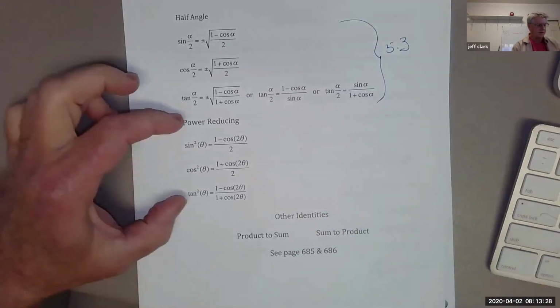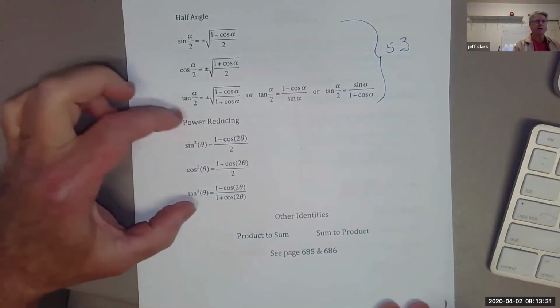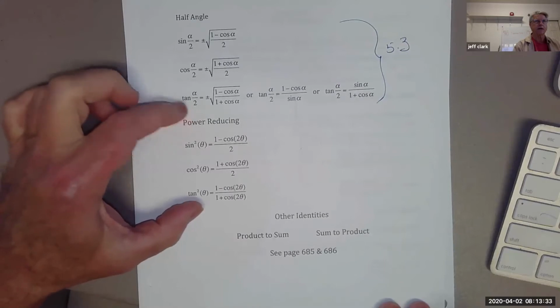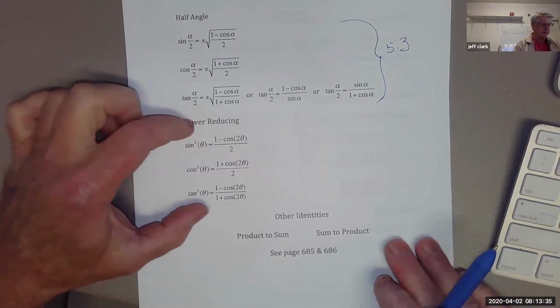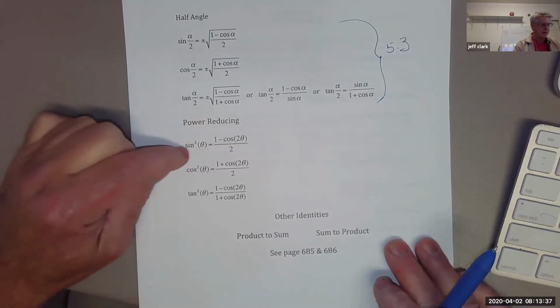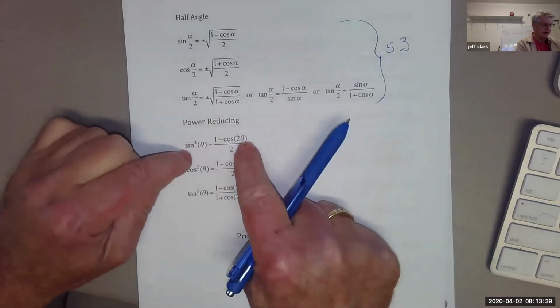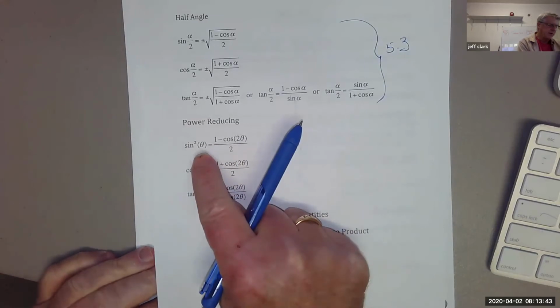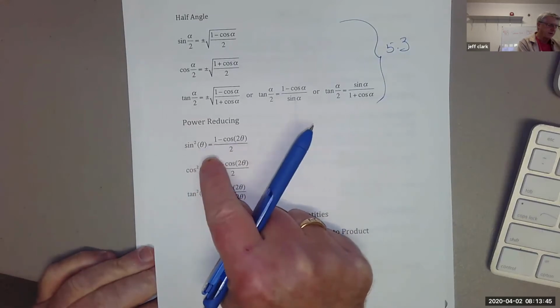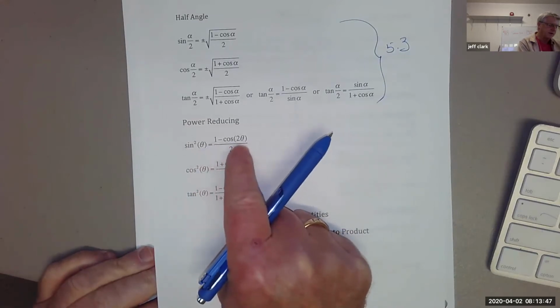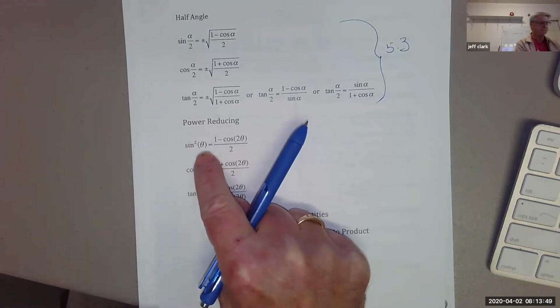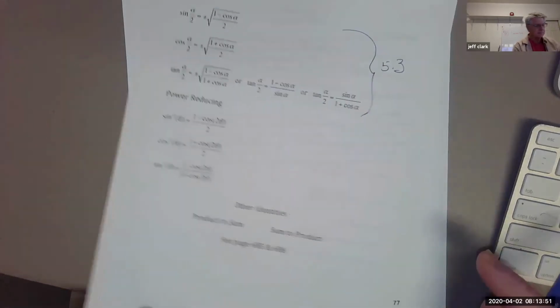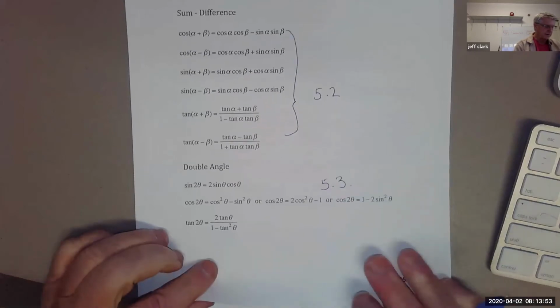These are others we have not done. If you think about how this one might have been found, look at sine squared theta right here, and look at the cosine 2 theta. That's a double angle right there. All they're doing is taking one of the formulas for cosine 2 theta and solving for sine squared. I'll show you. Double angle.